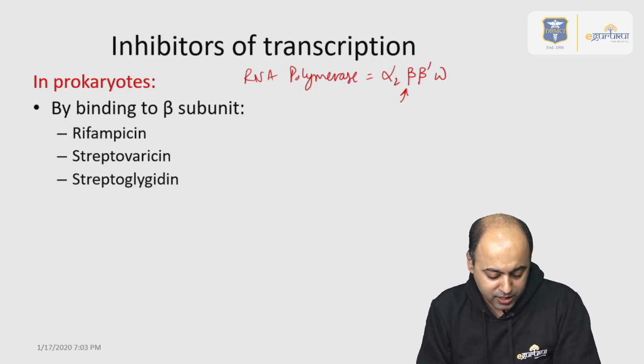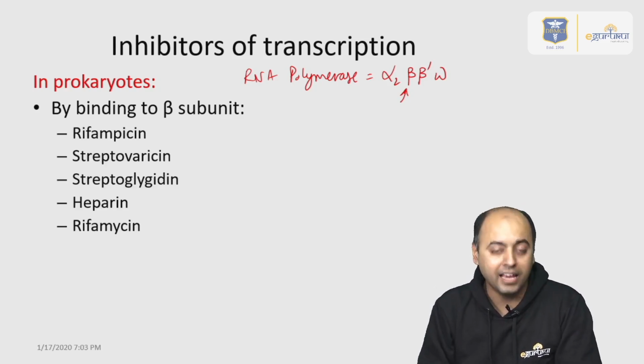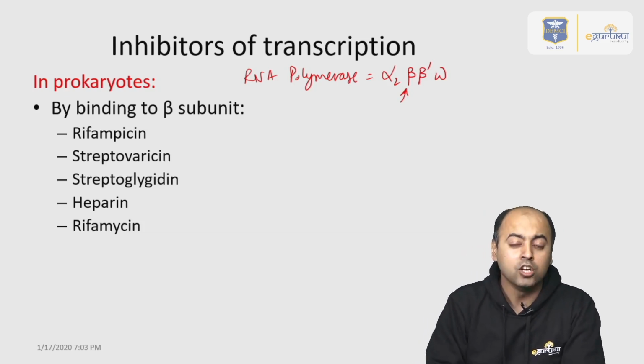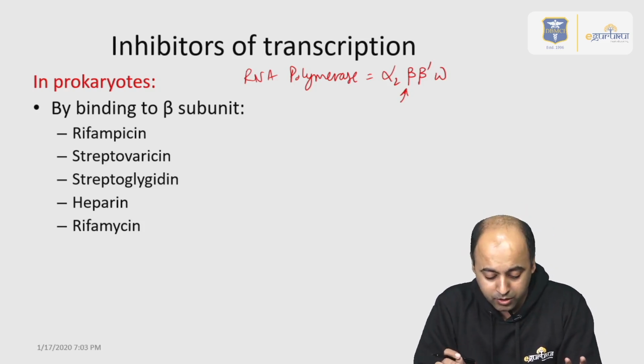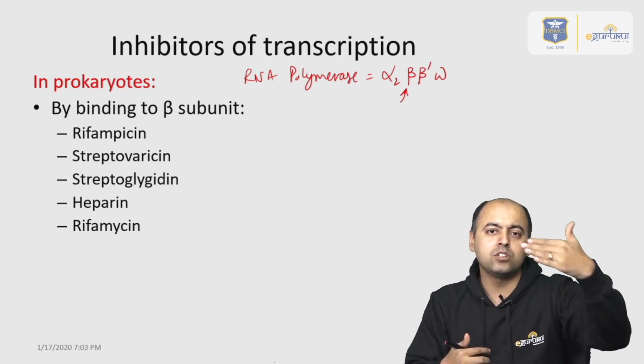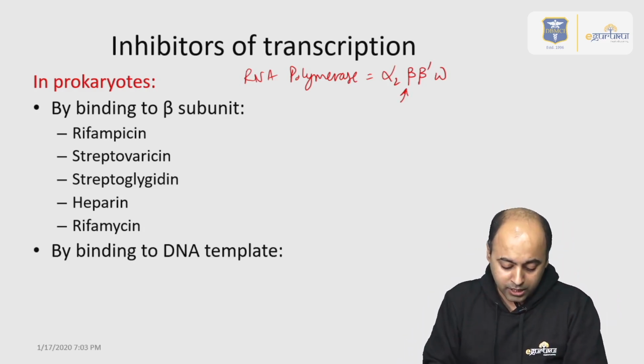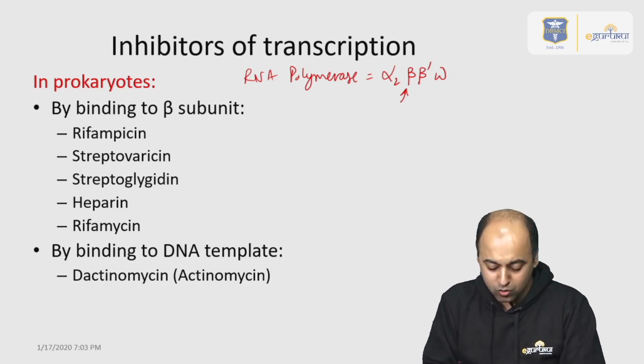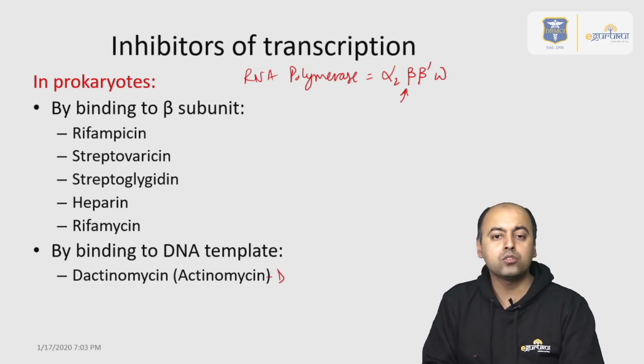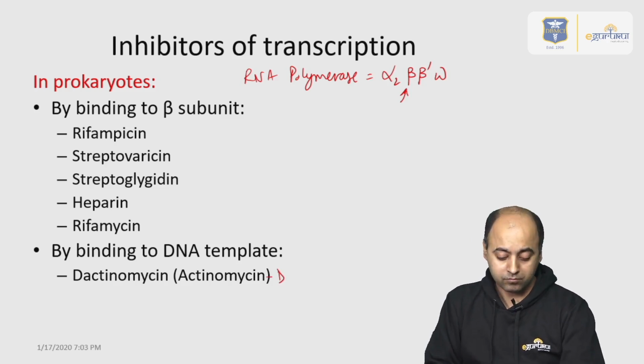Rifampicin, streptoviracin, streptoglycidin, heparin and rifamycin. These are the drugs which bind to the beta subunit. Some molecules can also attach to the DNA and prevent the polymerase from interacting with the DNA. An example is actinomycin D, also known as dactinomycin.